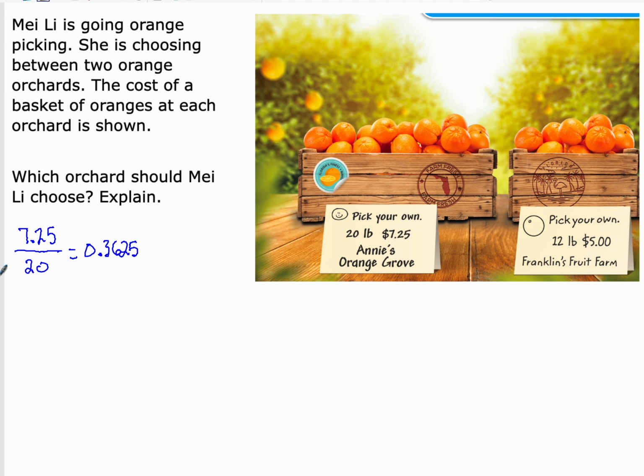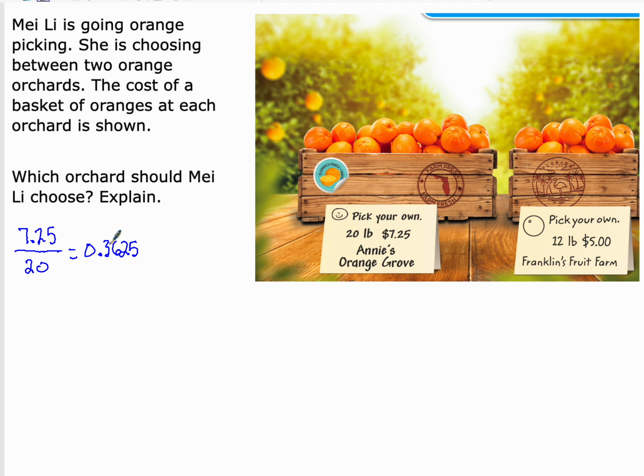Is that 0.3625 miles to the orchard? No, what does it mean? Per pound. What per pound? Cents per pound. It's dollars per pound. Okay, so this is $7.25 for 20 pounds.